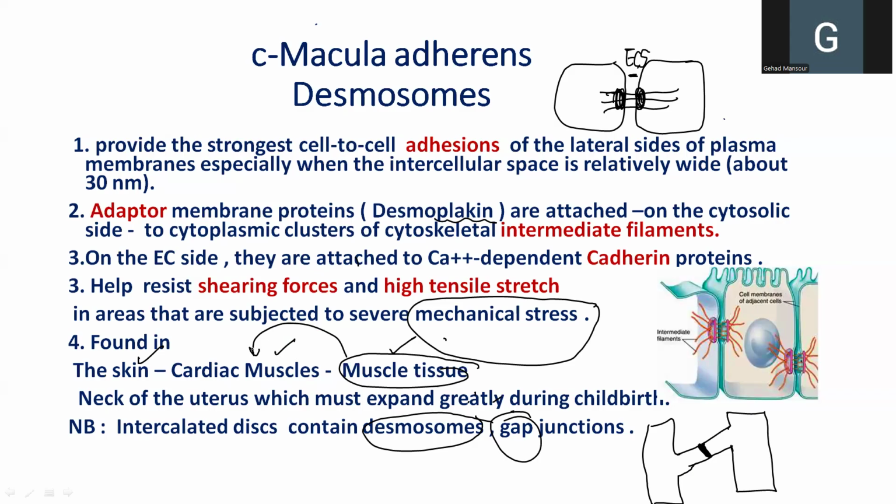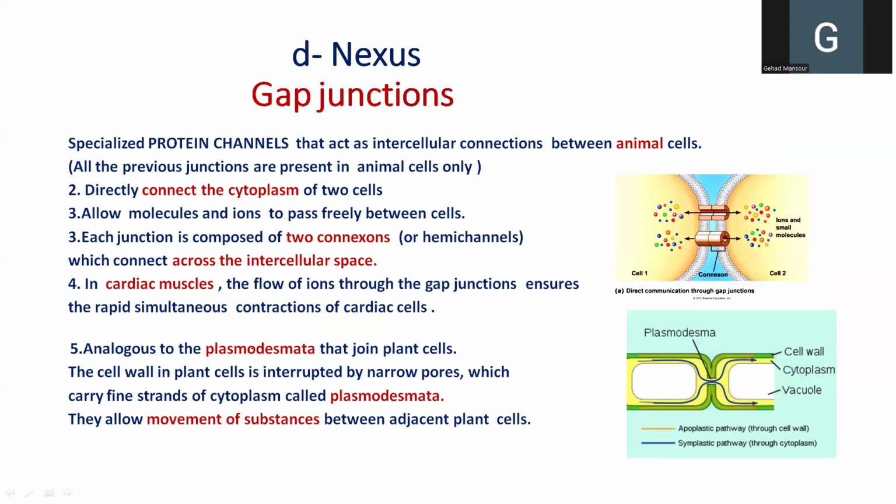But the cardiac muscles are characterized by the presence of intercalated discs, and the intercalated discs are characterized by the presence not only of desmosomes, but of gap junctions. The gap junctions, or the nexus, are protein channels, actually, and every one of these cylindrical protein channels is divided into two. It's like two hemicylinders. So they are specialized protein channels.